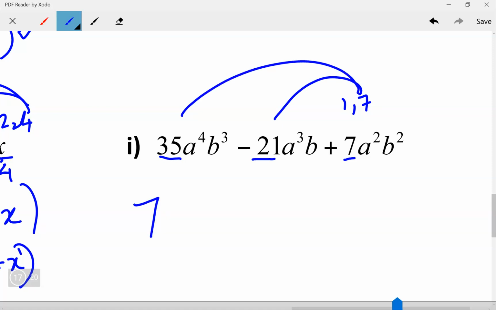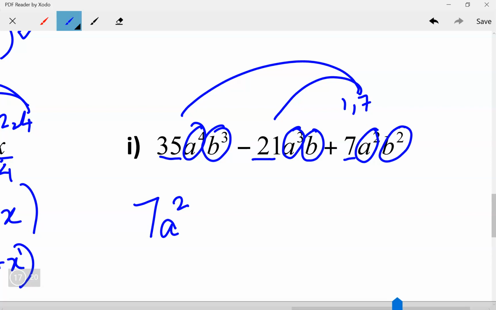Now let's take a closer look at my variables. A to the 4, a to the 3, a to the 2. I'm going to take the lowest one, a to the 2. B to the 3, b squared, my lowest one being b. That is my greatest common factor. I now open the bracket and I start dividing everything by my greatest common factor.